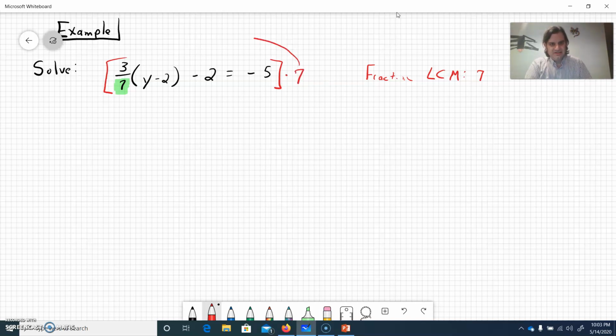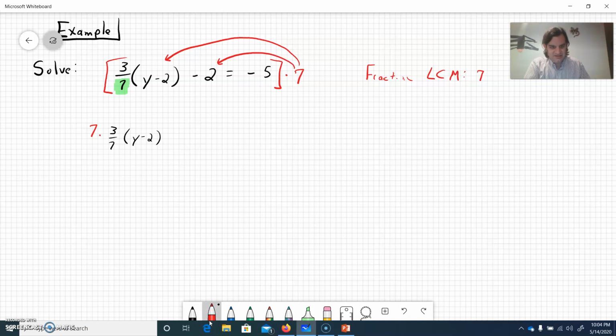So that means the term that's 3/7 times y minus 2 will get hit by 7. So I'm going to write that under here. 7 times 3/7 times y minus 2. And then I will have the 7 times the -2 there.